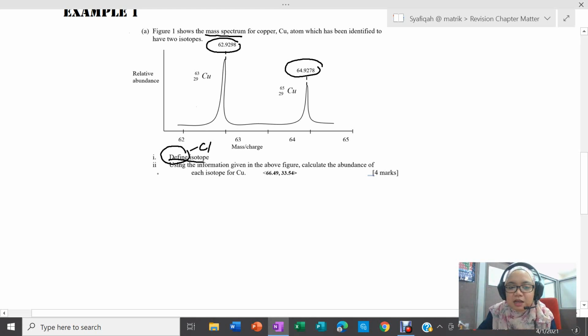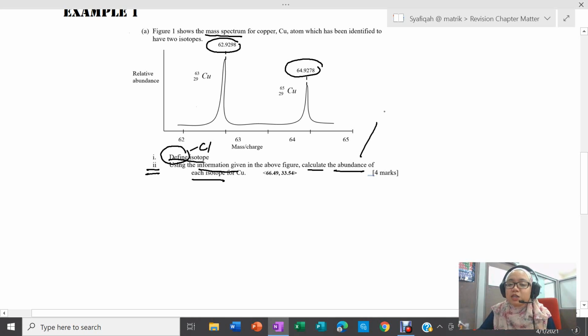Okay, second. Okay, apa yang Miss nak tekankan kat sini adalah question number 2. Okay, it asks here, using the information given in the upper figure, calculate the abundance of each isotope for copper. Okay, bila soalan ditanya, when the question asks you calculate the abundance, okay, ada dua jawapan yang you boleh buat. Ada dua types of answer that you can give. Okay, the first one you can give in terms of ratio.